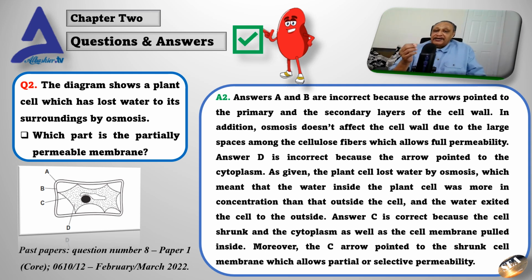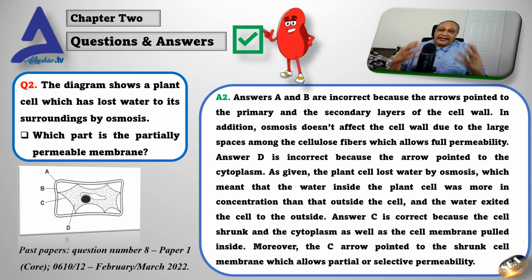Answer C is correct because the cell shrunk and the cytoplasm as well as the cell membrane pulled inside. Moreover, the C arrow pointed to the shrunk cell membrane, which allows partial or selective permeability.